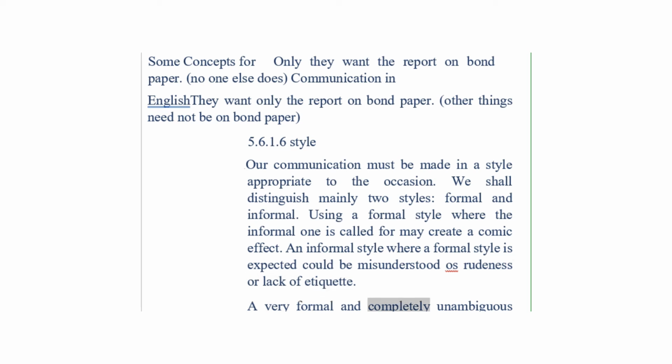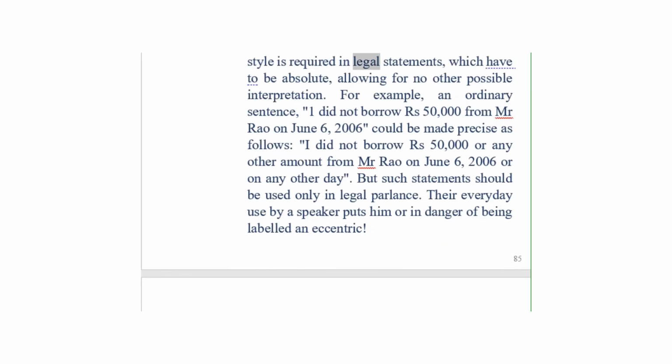A very formal and completely unambiguous style is required in legal statements, which have to be absolute, allowing for no other possible interpretation. For example, an ordinary sentence, "I did not borrow 50,000 rupees from Mr. Rao on June 6, 2006," could be made precise as follows: "I did not borrow 50,000 rupees or any other amount from Mr. Rao on June 6, 2006 or on any other day." But such statements should be used only in legal parlance. Their everyday use by a speaker puts him or her in danger of being labeled an eccentric.